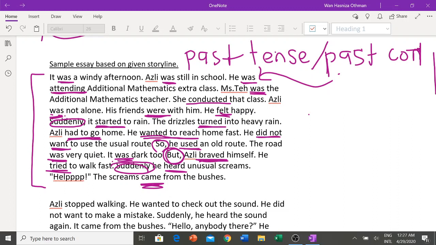Does it sound weird? Does it sound like it's a lousy story? Do you think that the story is not interesting? No, right? The story is actually very interesting.